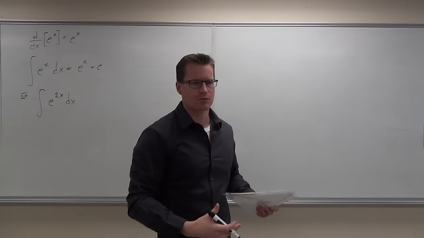So instead of negative ln absolute value u, we put negative ln absolute value of, what's in there? 1 plus e to negative x. Now we put a plus c. Please keep that absolute value unless you can get rid of it. Now I want you to look at that real careful. 1 plus e to the negative x. Can this ever be negative?